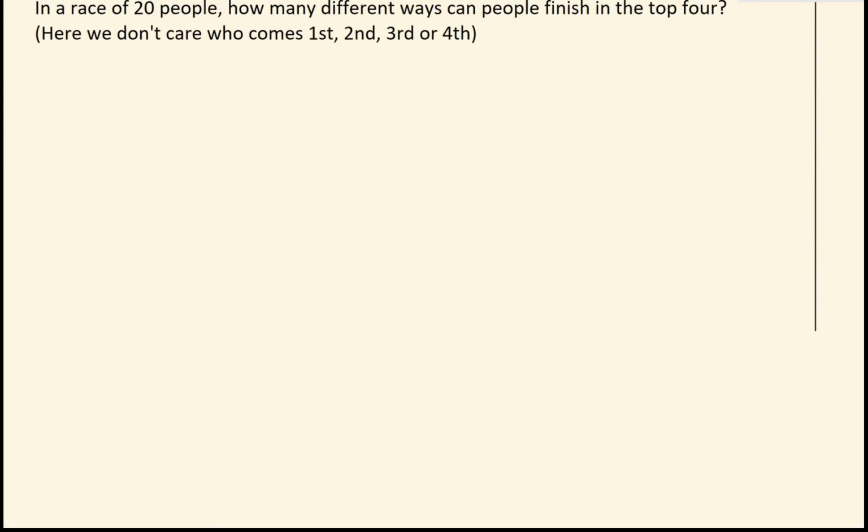Now, as I said earlier, we're looking at this question now. In a race of 20 people, how many different ways can people finish in the top 4? So we don't care who comes first, second, third, or fourth. As long as they finish in the top 4, that's all we really care about. So it's going to be fewer choices, obviously, because we've got more freedom to mix people about. This method starts the exact same way.